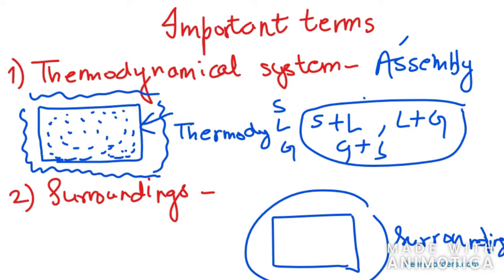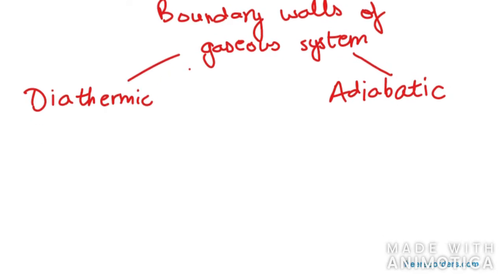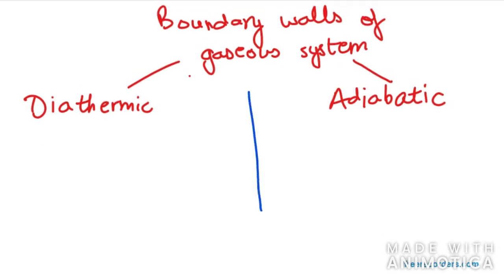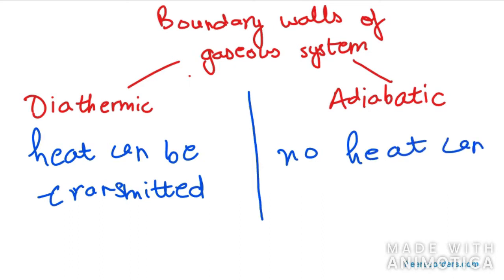Now, we need to know about the boundary walls of a gaseous system. They are of two types. The first one is diathermic walls and the other one is adiabatic walls. In the case of diathermic walls, heat can be transmitted, and in the case of adiabatic walls, it is the opposite. That is, no heat can be transmitted.